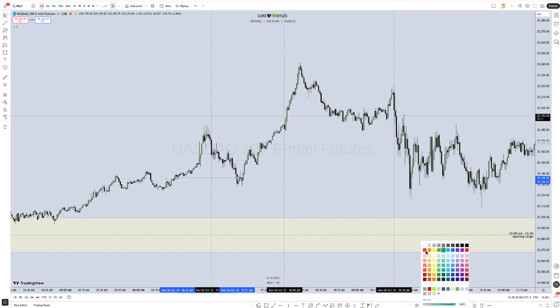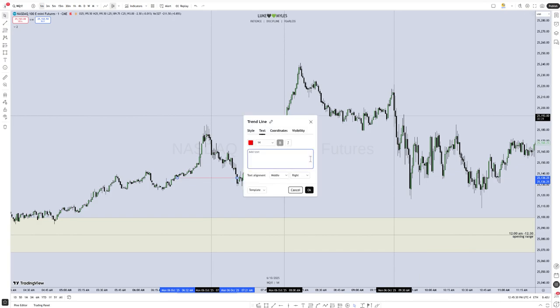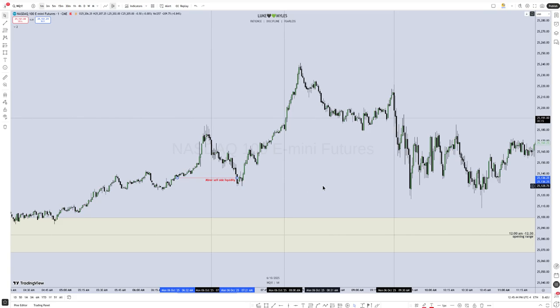making this red. This as minor sell side liquidity. So we take out minus sell side, then we'll rally higher for buy side.